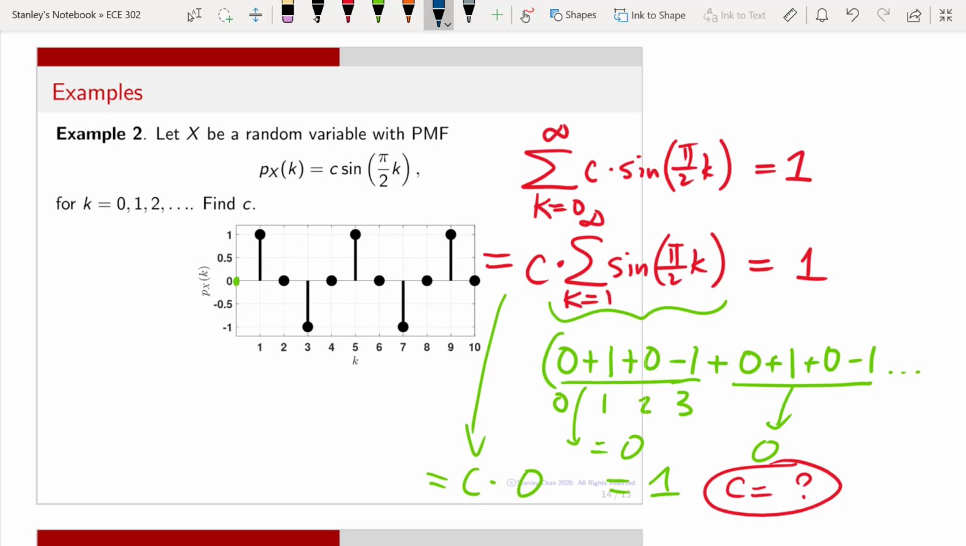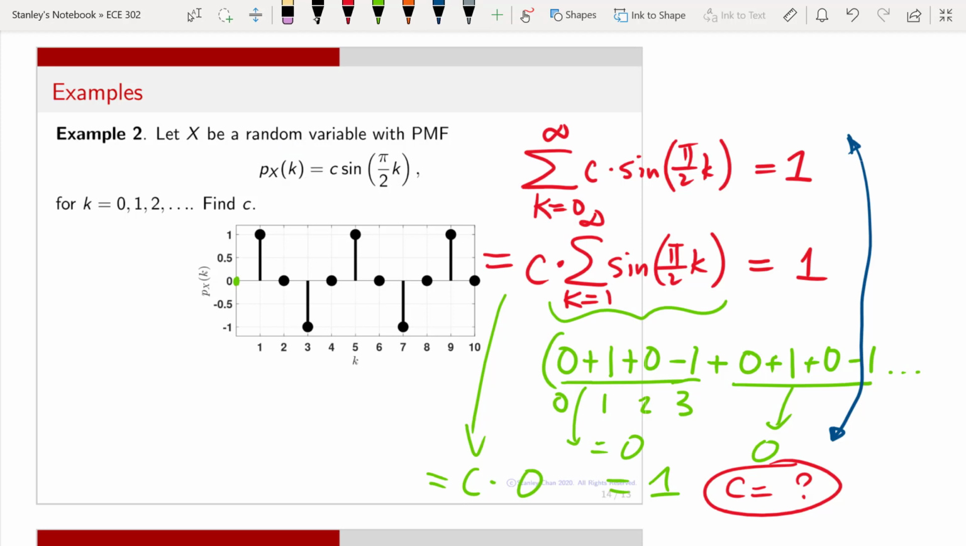Well, the problem is not with this calculation at all. This calculation is completely correct. The problem in this example is that this Px is not a PMF. Wait a minute, how can this be possible? This is not a PMF. You have given me the equation.